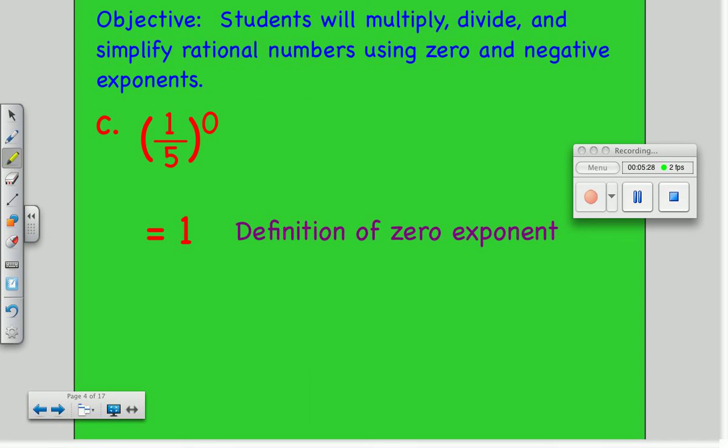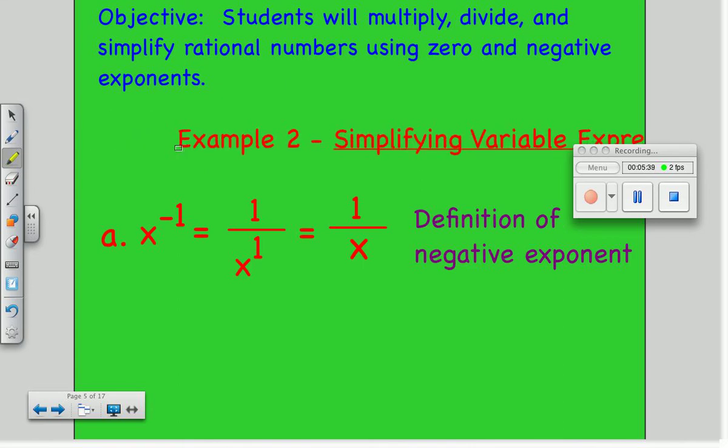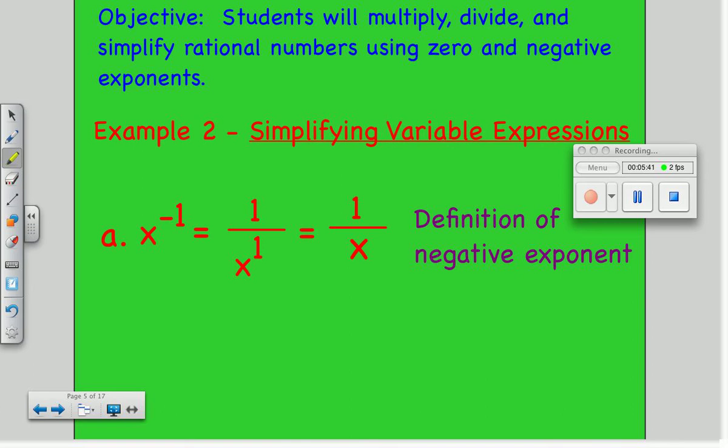1 over 5 to the power of 0. Any number to the power of 0 is 1. Example 2. Simplify variable expressions.